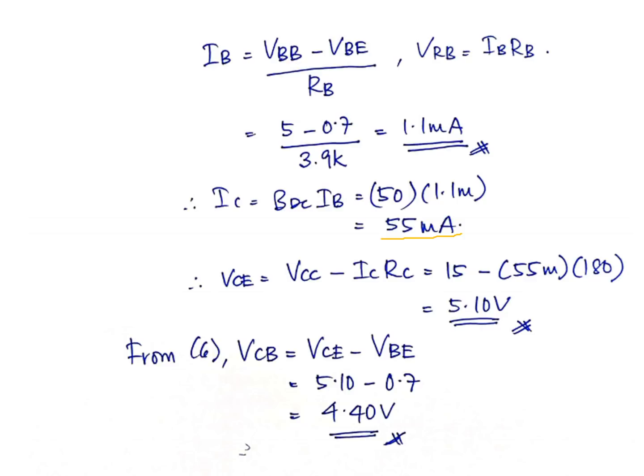Therefore, VCE equal to VCC minus ICRC, where VCC equal to 15 minus IC 55 milliampere times RC 180. Therefore, VCE equal to 5.10 volts. From the equation in the previous slide, VCB equal to VCE minus VBE. So 5.1 minus 0.7, therefore VCB equal to 4.40 volts.